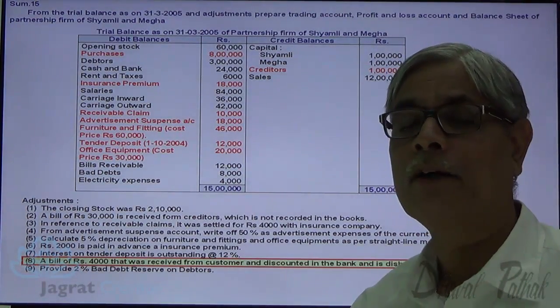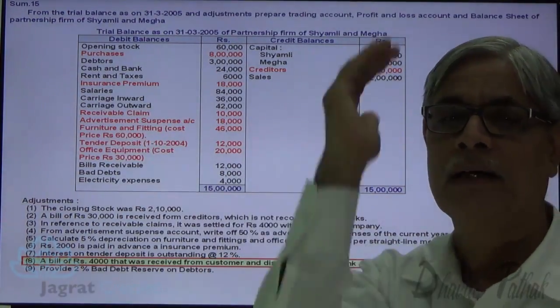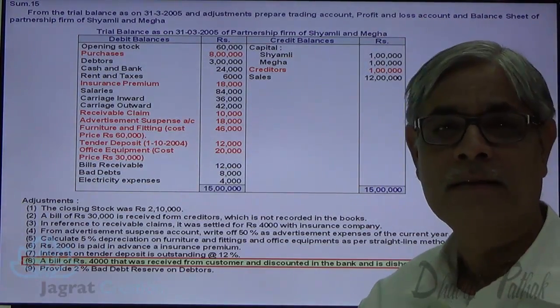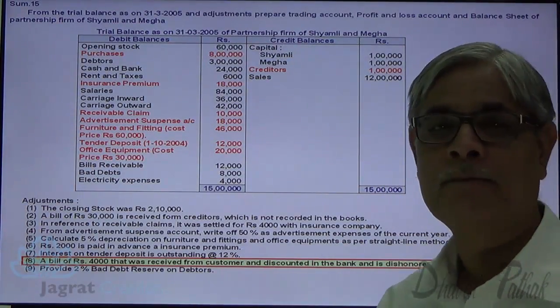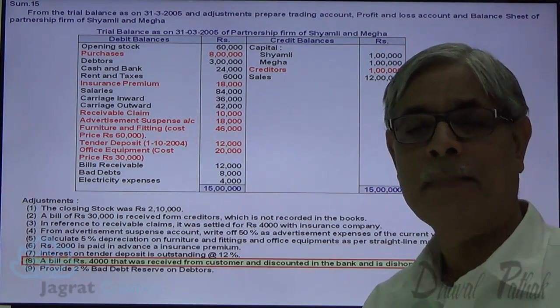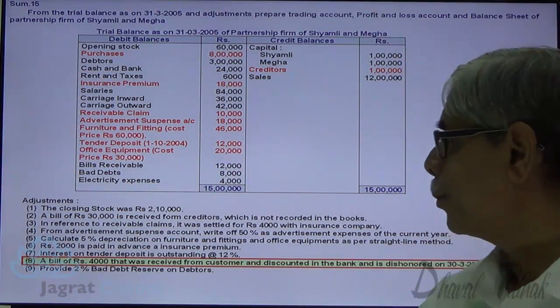So what is the effect of this adjustment? I pay on behalf of the customer, so debtors' balance increases and my bank balance decreases. So two effects of this adjustment: add to debtors, deduct from bank balance. But if it is a bank overdraft, then bank overdraft increases, and debtors increase.